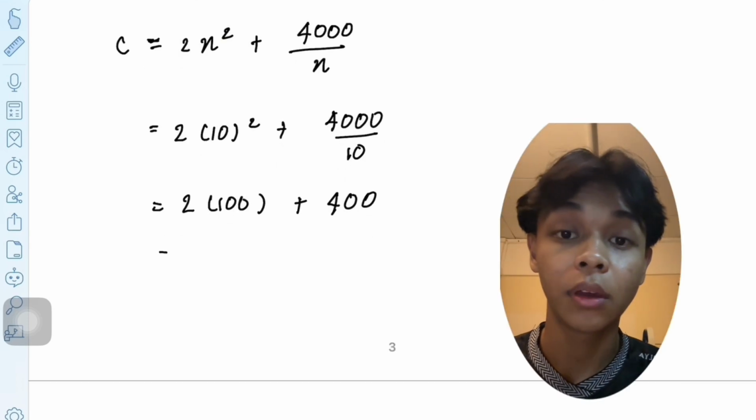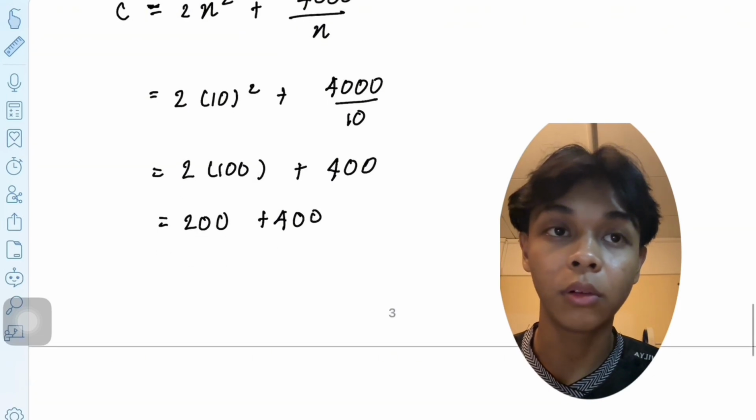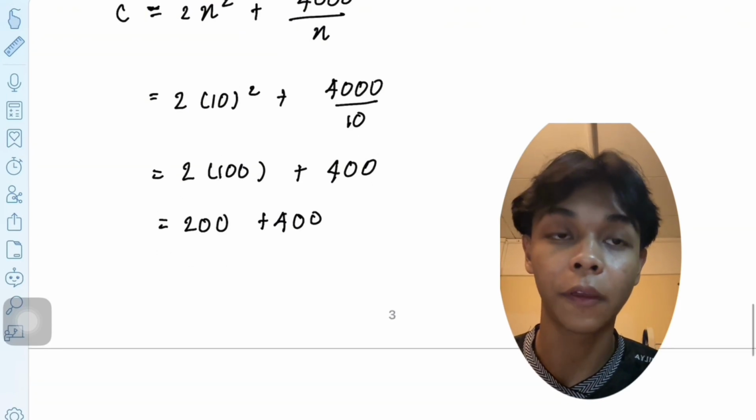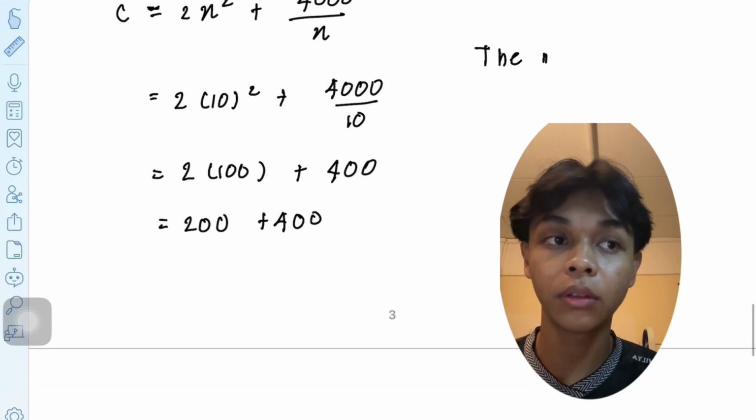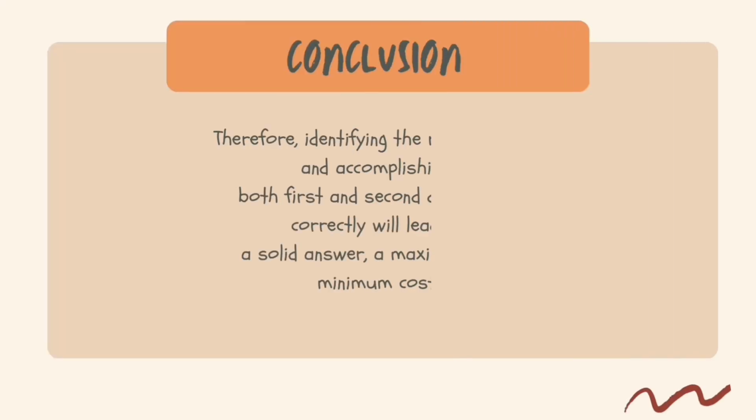The last step is to calculate the minimum cost. We substitute x equals 10 into equation C. After we solve it, we get the minimum cost is RM600. Lastly, the conclusion for maximum and minimum: identifying the right formula and accomplishing both first and second derivatives correctly will lead to a solid answer, a maximum or a minimum cost.